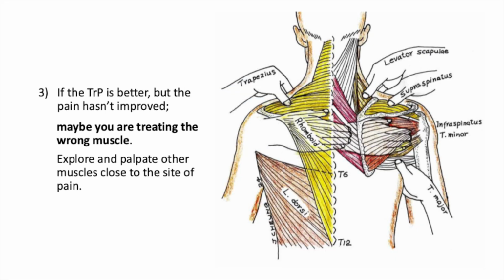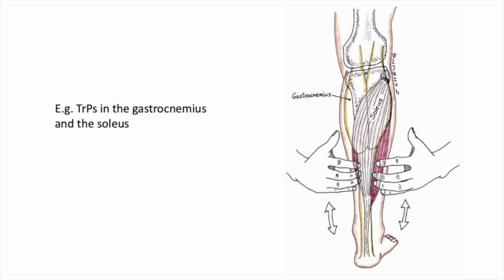If the trigger points you are treating are eradicated, but the pain hasn't improved, maybe you are treating the wrong muscle. Explore and palpate other muscles close to the site of pain. For example, you thought that the trigger points in the supraspinatus is the cause of the shoulder pain, but in fact it is the infraspinatus. In another example, treating a plantar heel pain, trigger points in both the gastrocnemius and the soleus can be the cause.